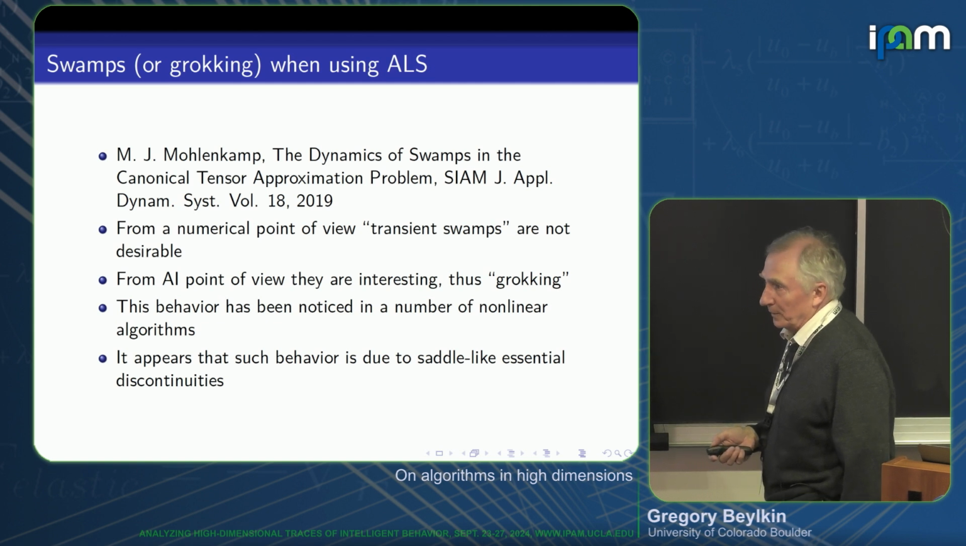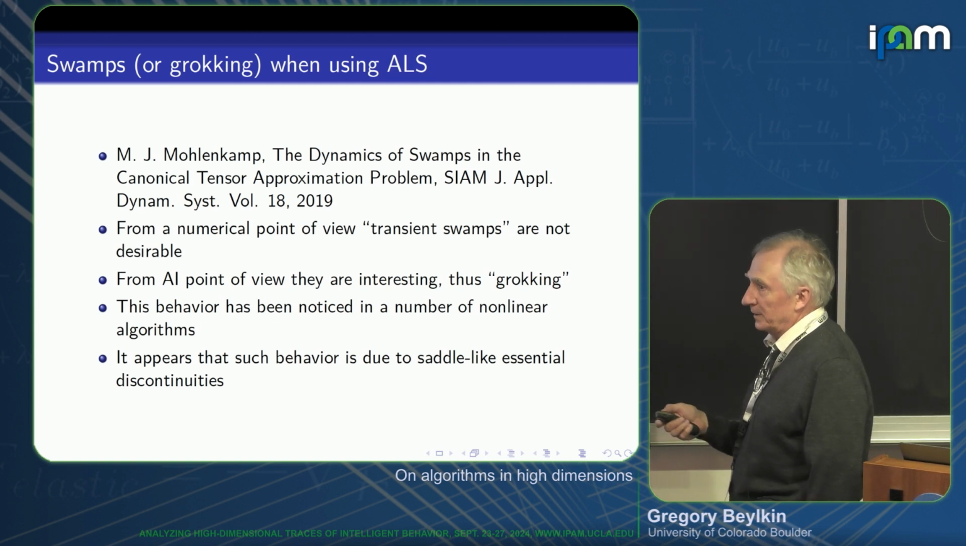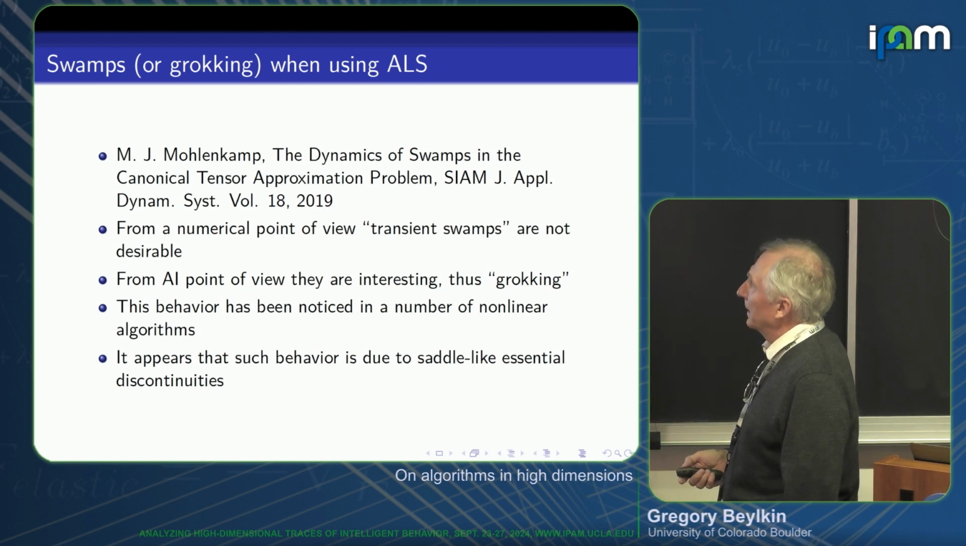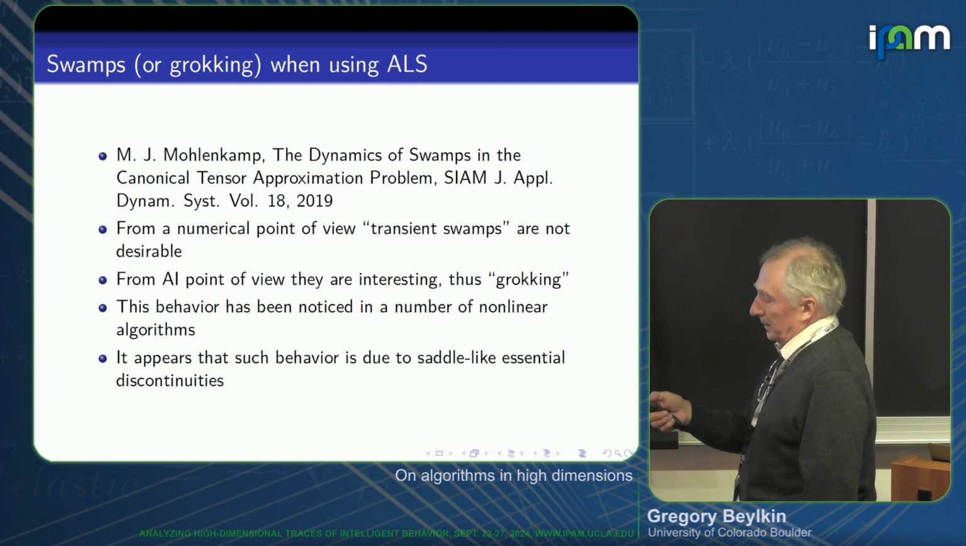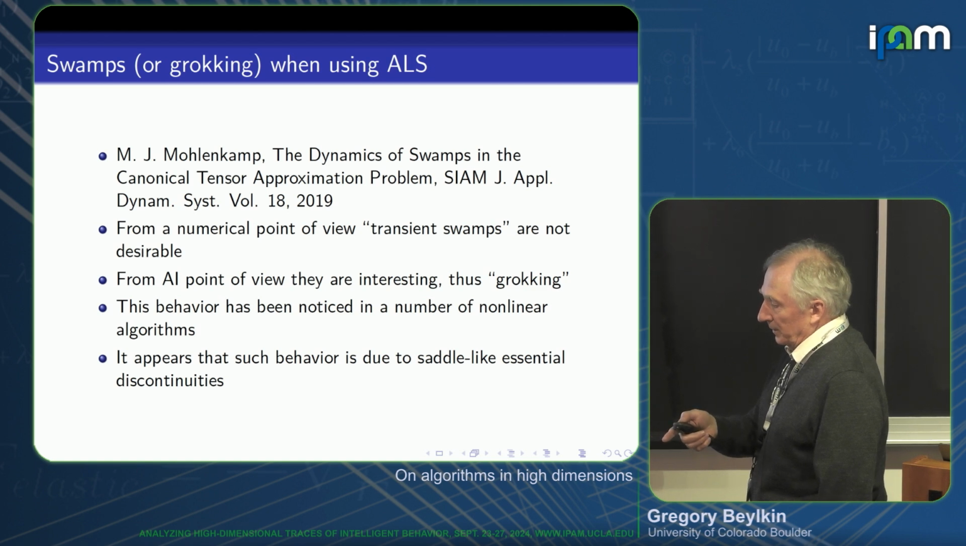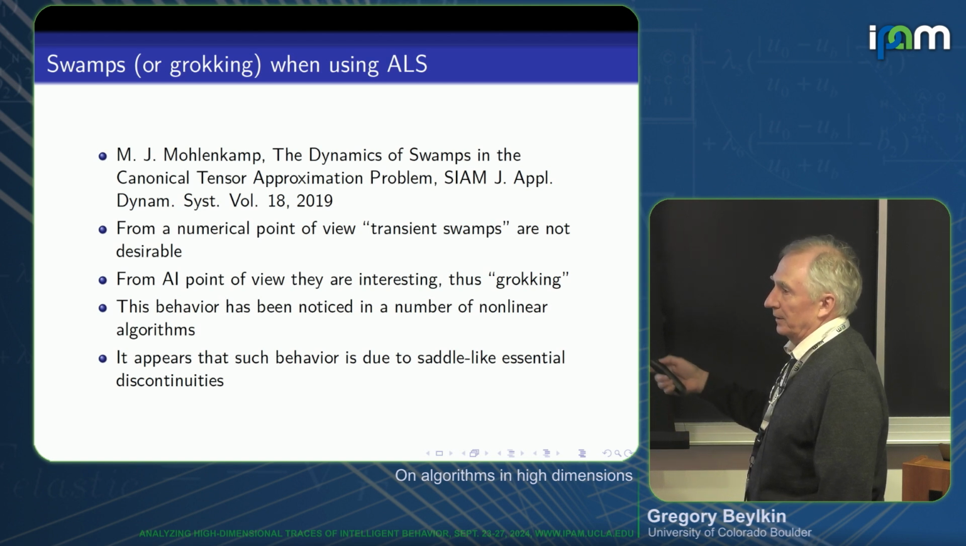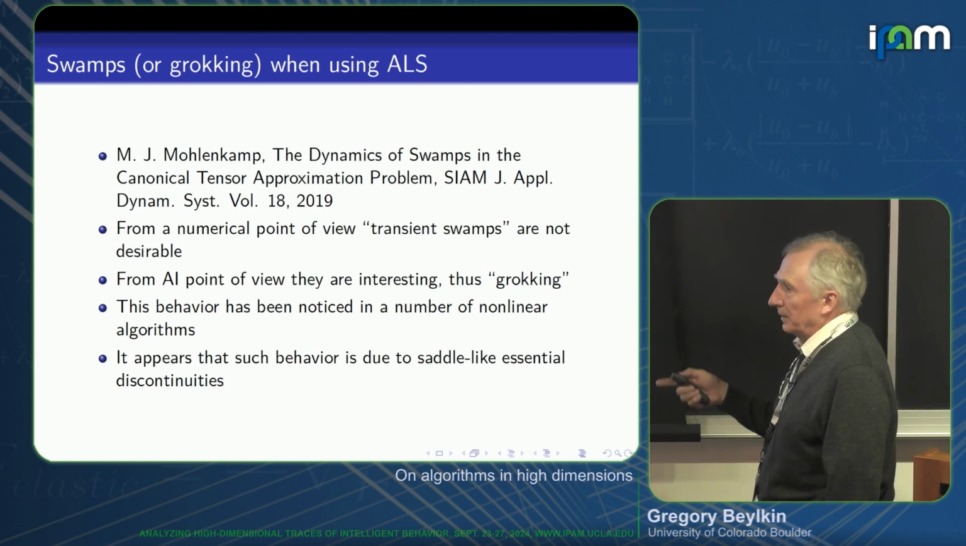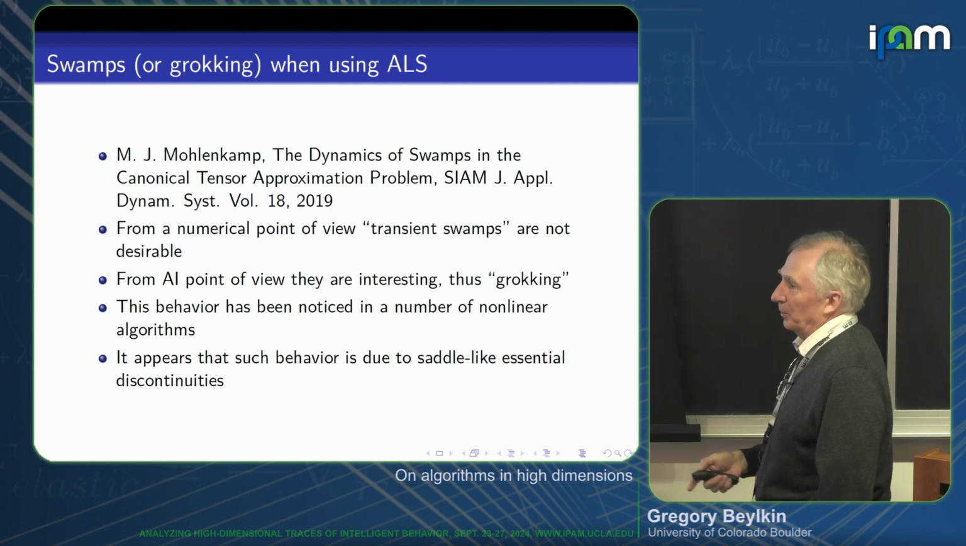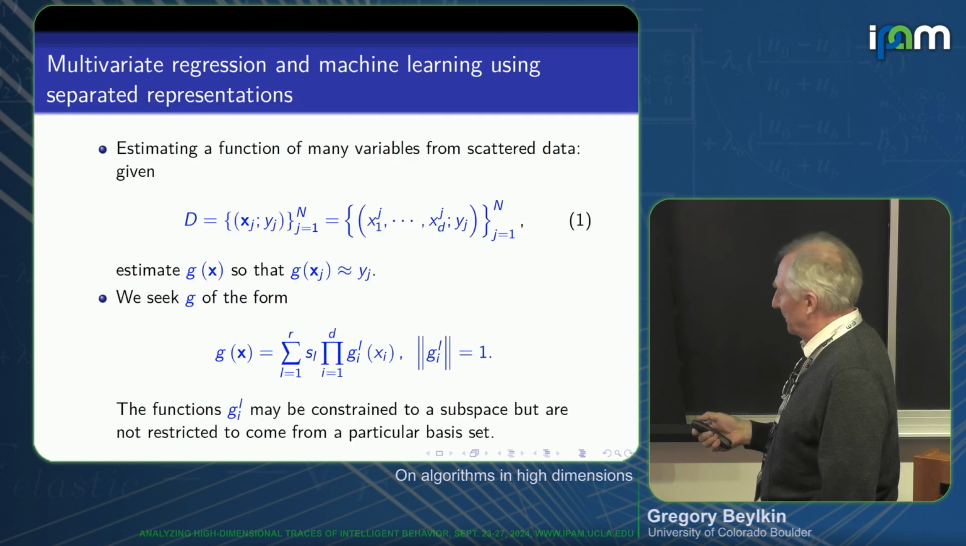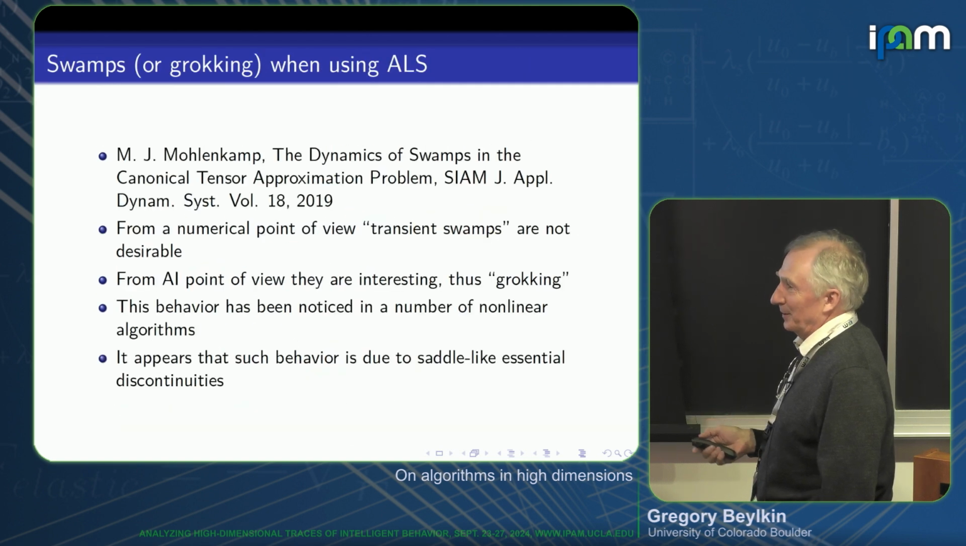We observed some phenomena very early, when we started working just with random numbers. You do this alternating least squares iteration, and maybe for 10,000 iterations nothing changes. But we were working with a small number of directions, and suddenly you see, boom, a drop. From the numerical point of view, it's very unpleasant, and because it's pessimistic, we call it swamps.